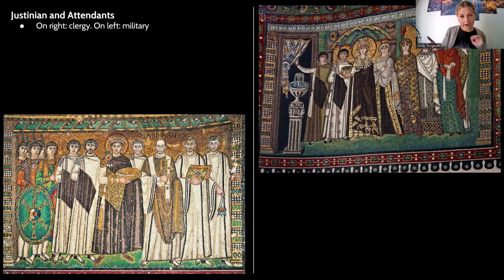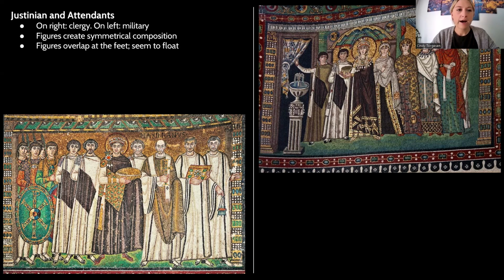On the right-hand side, he has clergy, so religious leaders, and on the left, he has military leaders. So we're showing this duality of Justinian as a leader. He says, I am dually capable of leading spiritually and leading militarily. So there's this duality to the type of leader he perceives himself as. There's this symmetrical composition, so he's very much right in the middle, showing that he's the important person, he is the leader, the number one.